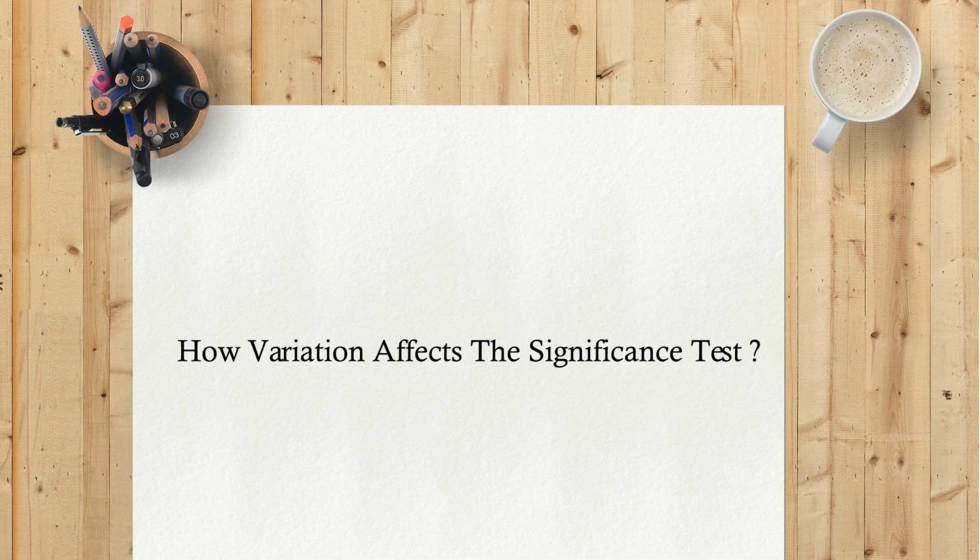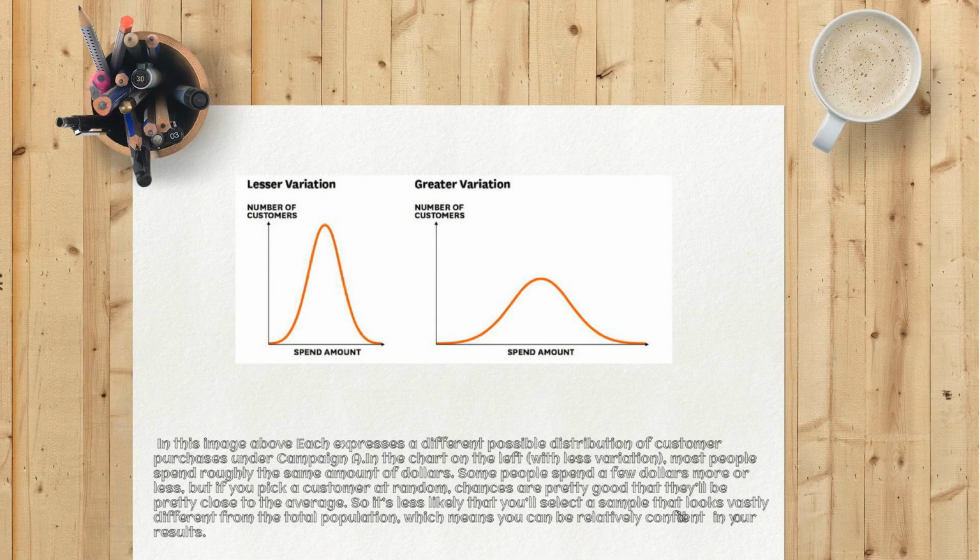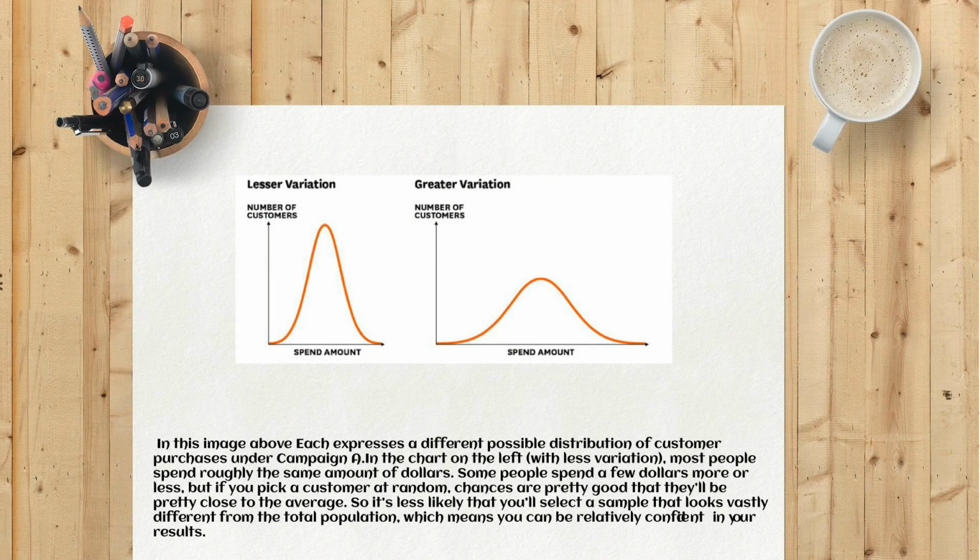How variation affects the significance test. In this image above, each expresses a different possible distribution of customer purchases under campaign A. In the chart on the left, with less variation, most people spend roughly the same amount of dollars. Some people spend a few dollars more or less, but if you pick a customer at random, chances are pretty good that they'll be pretty close to the average. So it's less likely that you'll select a sample that looks vastly different from the total population, which means you can be relatively confident in your results.